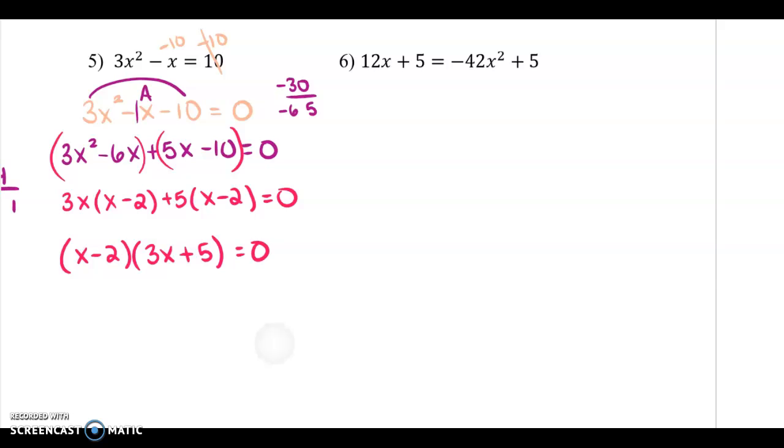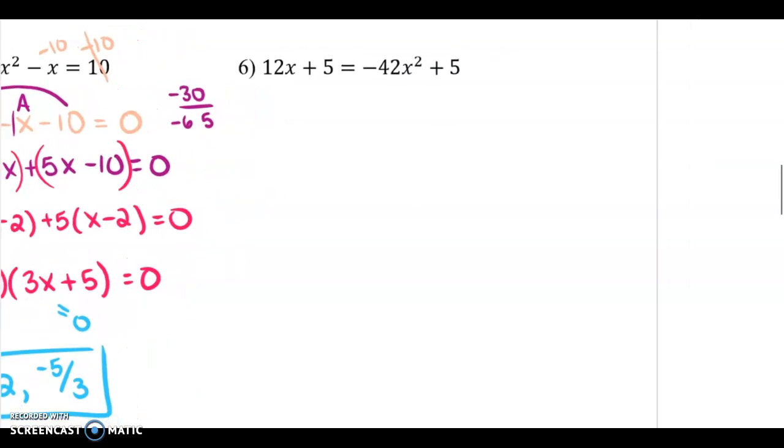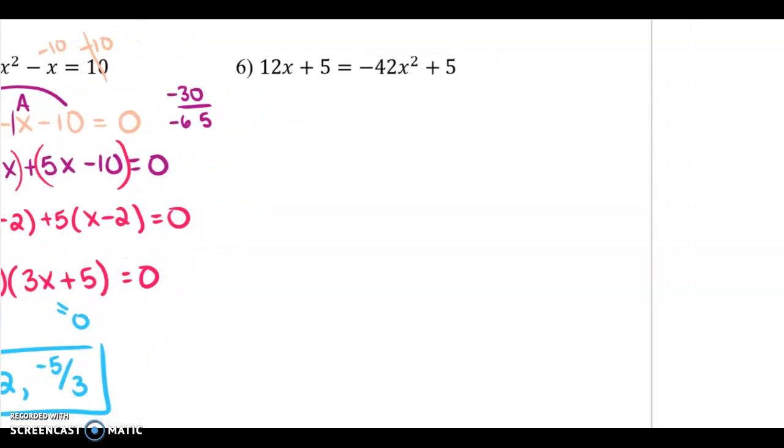Since I am solving, I need to set these factors equal to 0, so that gives me x is equal to 2 and negative 5/3. I have 2 answers, and my leading coefficient, or my highest exponent, is what I should have said, is 2, so that matches up.